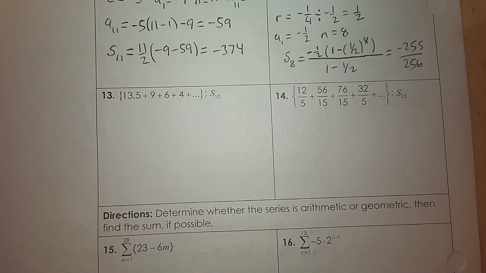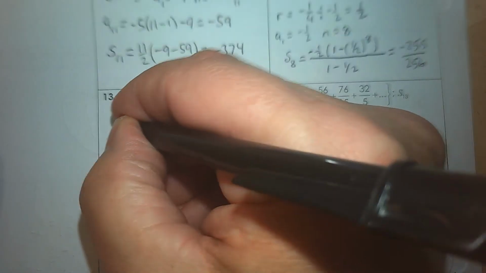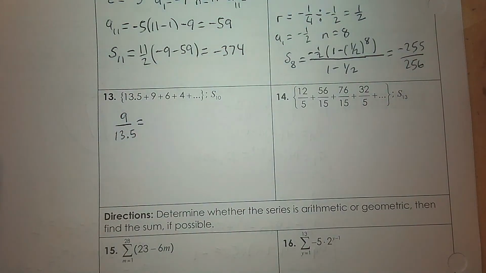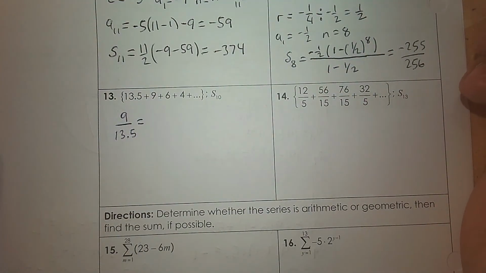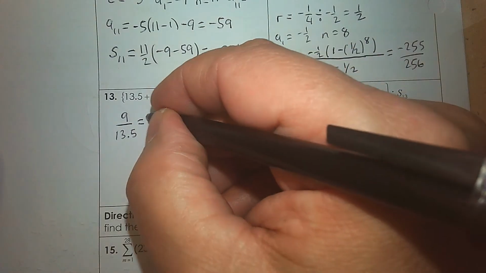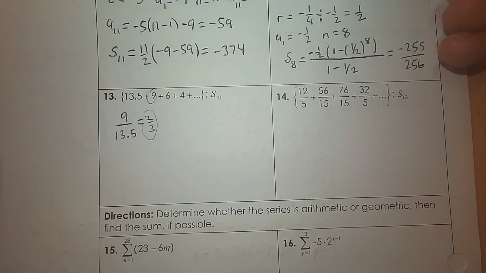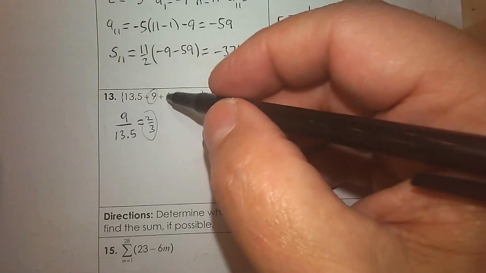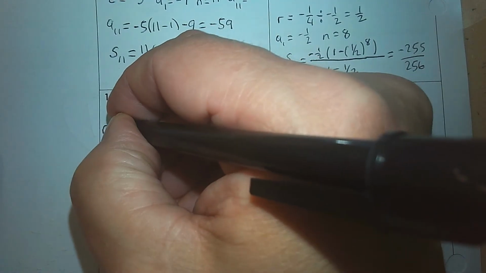So, let's say that you eliminated arithmetic. It's clearly not going down by the same number, yes? So, let's say in your calculator you went 9 divided by 13.5. Get a decimal answer if you want. It doesn't matter. But if you did that, what answer do you get? 0.6 going on forever. That's 2/3, right? And if you take 2/3 times 9, does it give you 6? And if you went 2/3 times 6, does it give you 4? So what type of series is this, Lizbeth?